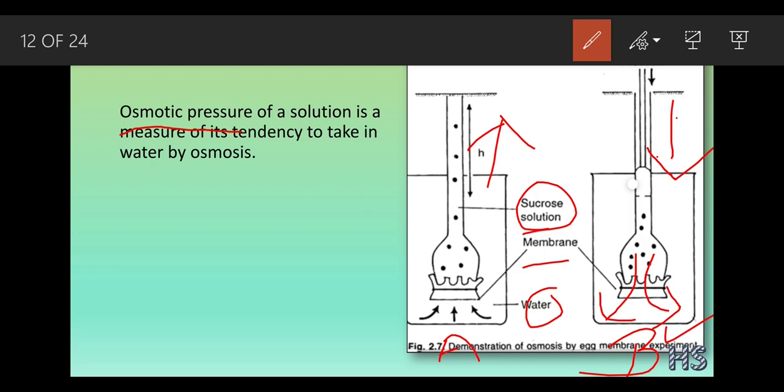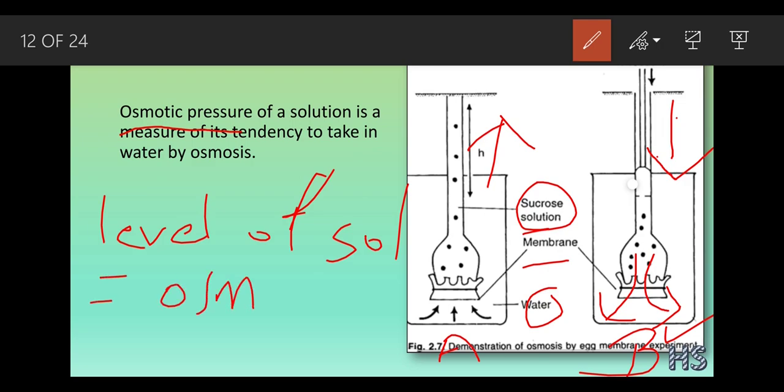So this shows that inside the plants the osmosis does not occur continuously. It stops at a point where the level of solution equals the osmotic pressure. So osmotic pressure means nothing but the minimum amount of pressure required on the solute to prevent the entry of the solvent, means पानी को अंदर आने से रोकना.